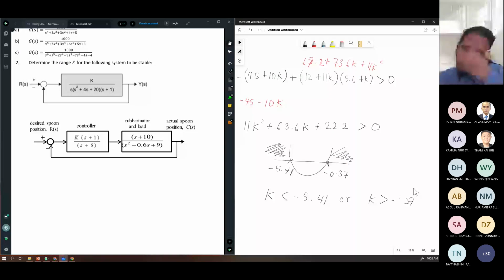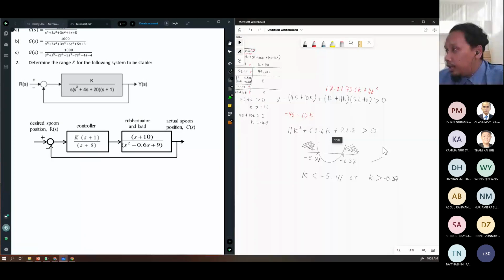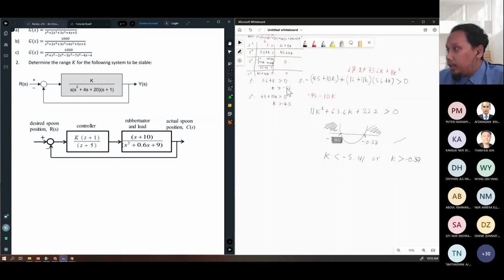Okay, the 0.37. So now we have so many ranges of K. So we get K bigger than negative 5.6, K bigger than negative 4.5, and this K less than negative 5.4, or K bigger than negative 0.37.